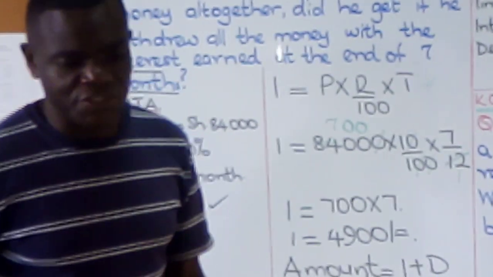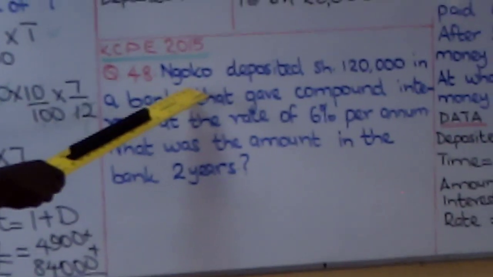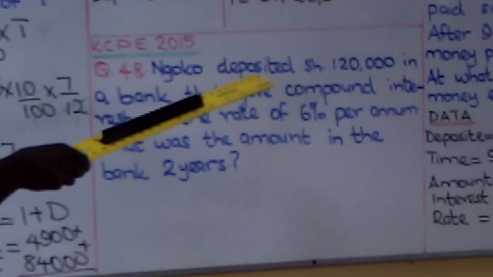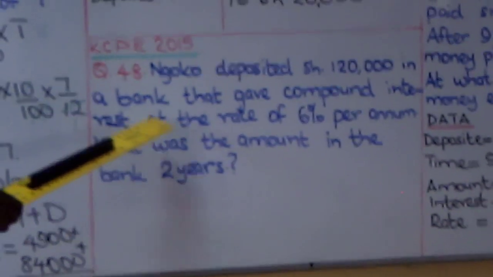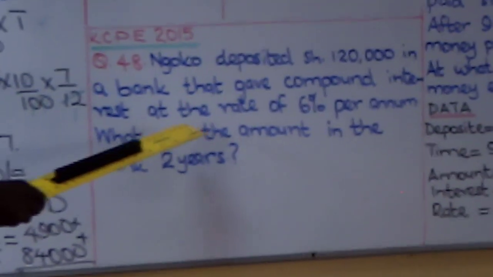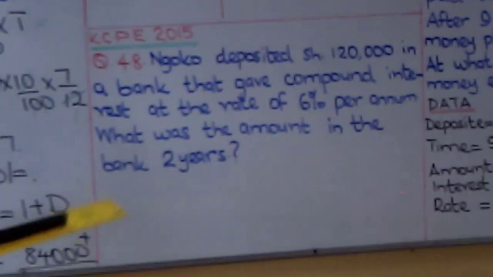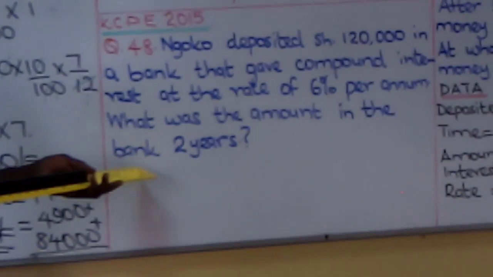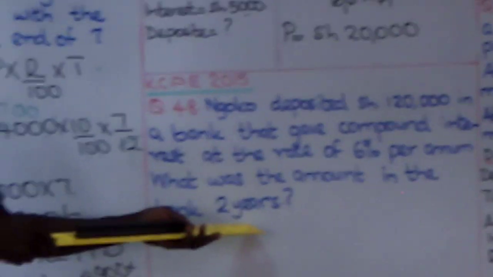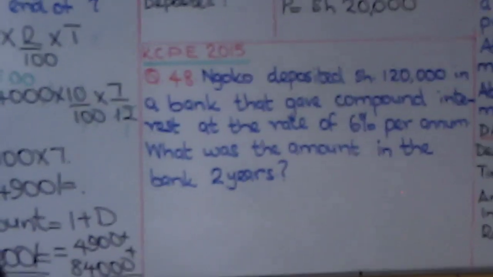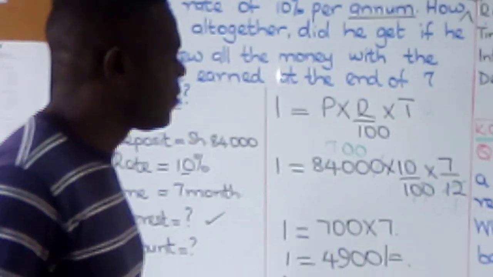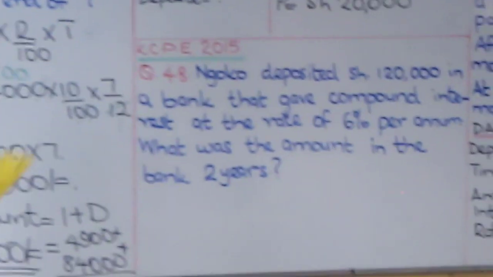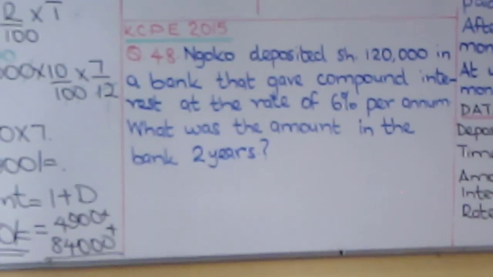Class, boys and girls, as brilliant as you are, shall we read together? Ngoko deposited 120,000 shillings in a bank that gave compound interest at the rate of 6% per annum. What was the amount in the bank in 2 years? In 2 years. What was the rate? What was the amount in the bank? Now they're asking us to find the amount.